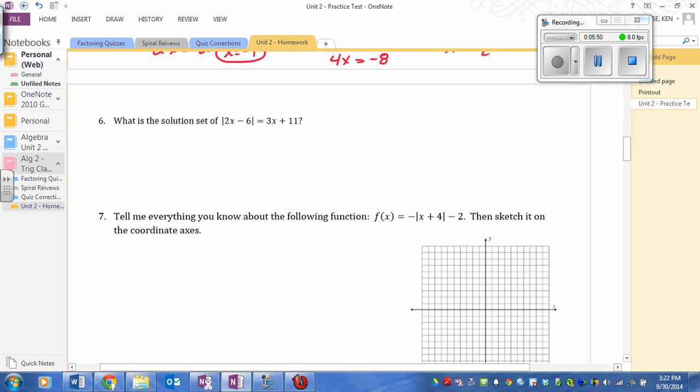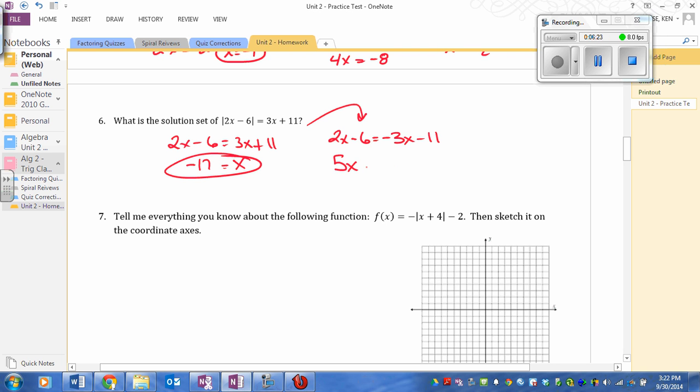Alright, so we'll do the same thing. This one's all set, ready to go. So I do 2x minus 6 is equal to 3x plus 11, no change there. And then this one is 2x minus 6 equals, and I'm just going to distribute the negative right now, negative 3x minus 11. This one, I'm going to subtract the 2x, I get x equals, I'm going to bring the 11 over, it's negative 17. One answer. This one I'm going to bring this over, I get 5x. I'm going to add 6 to both sides, I get minus 5, so this one gives me x equals negative 1.